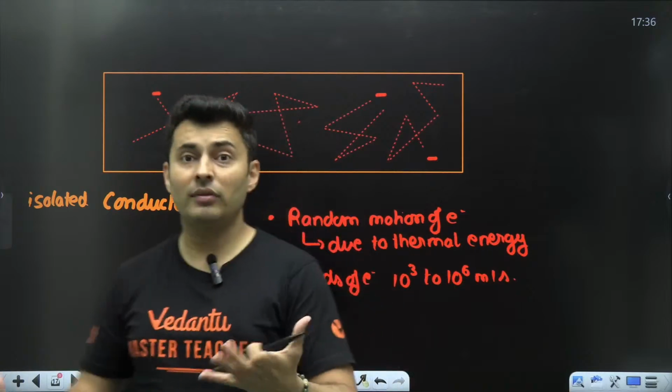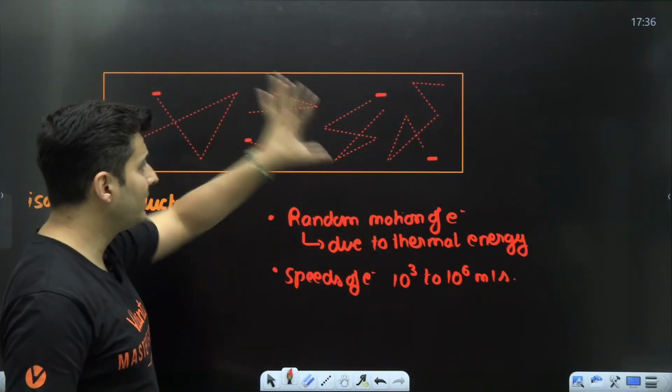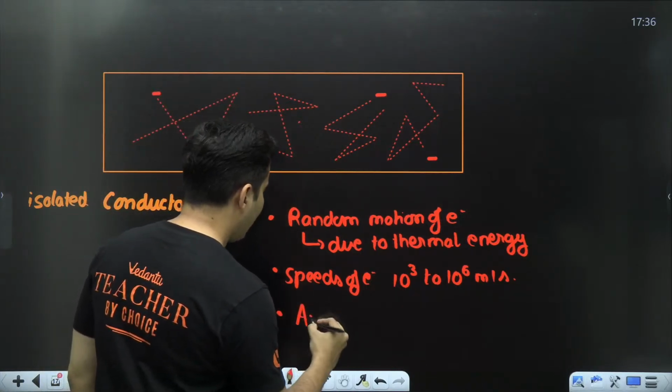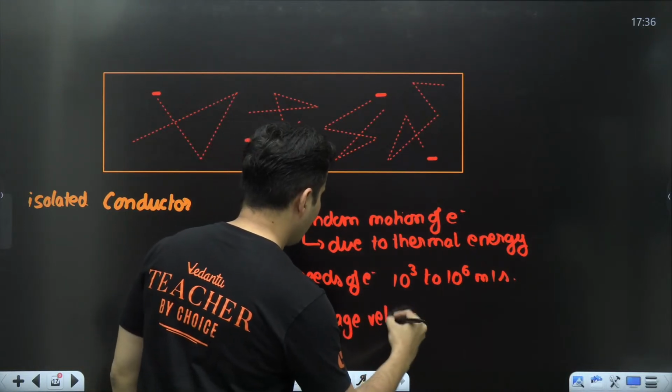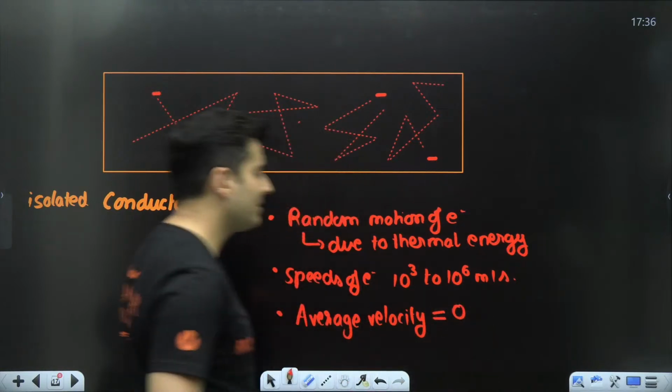But in spite of such large speeds, randomly oriented, their average velocity, how much do you think it will be? That average velocity will be 0.